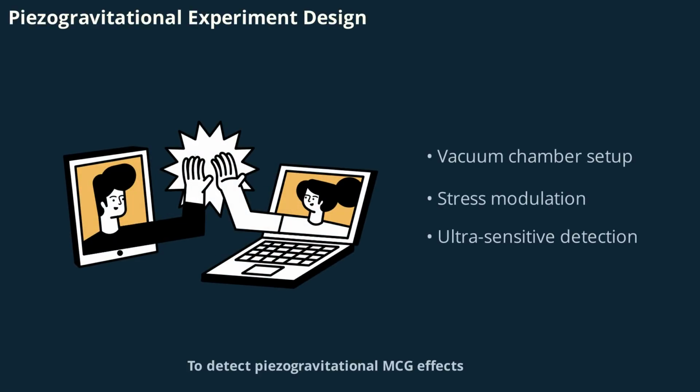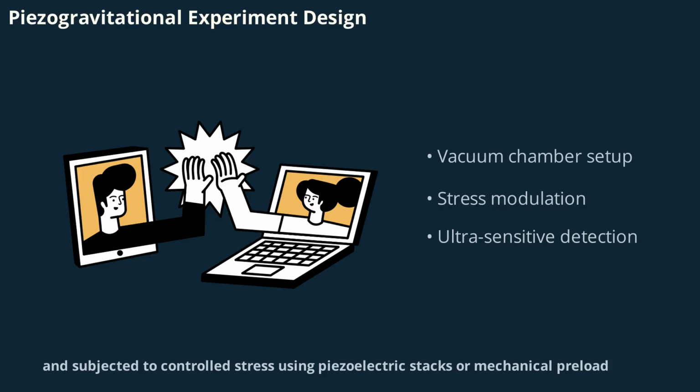Detecting piezogravitational MCG effects: a precision laboratory experiment is proposed. A dense slab or rod is suspended in a vacuum chamber and subjected to controlled stress using piezoelectric stacks or mechanical preload. The setup is mounted on an ultrasensitive torsion or beam balance with laser interferometry or optical lever readout. By modulating the stress and using lock-in detection, researchers can search for tiny lateral accelerations correlated with stress changes, potentially revealing the elusive MCG signature.